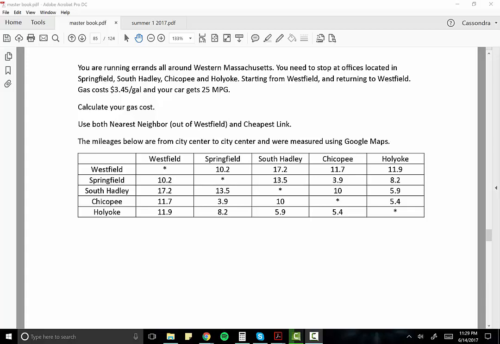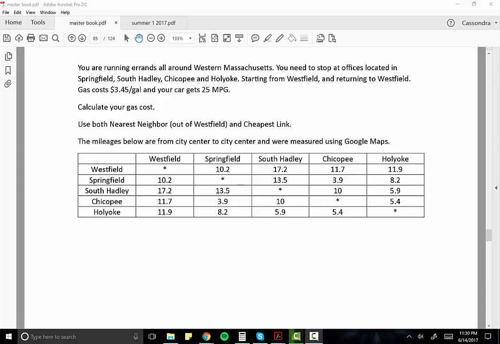So in this example, you're running errands all around Western Mass. You need to stop at offices located in Springfield, South Hadley, Chicopee, and Holyoke, starting from Westfield and returning to Westfield. Gas costs $3.45 a gallon. This was written when gas costs were high. And your car gets 25 miles per gallon.